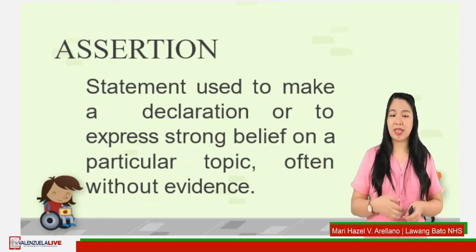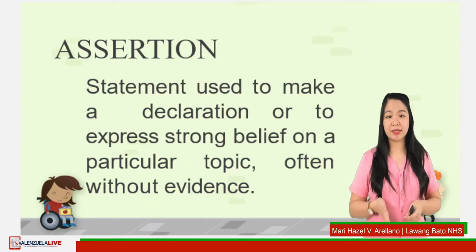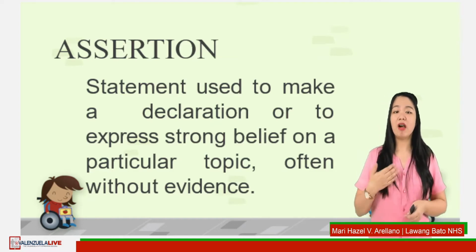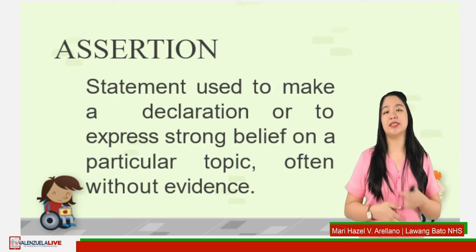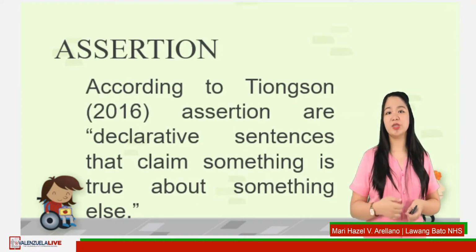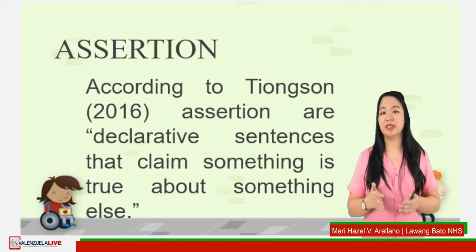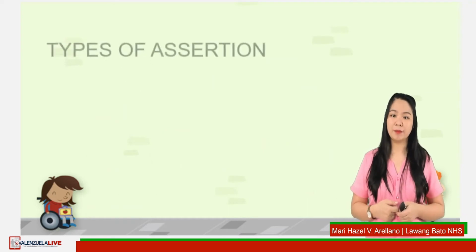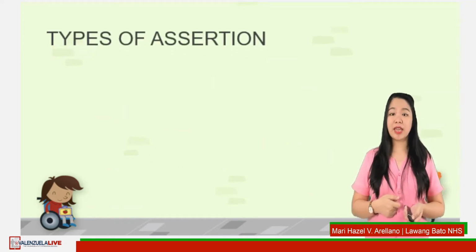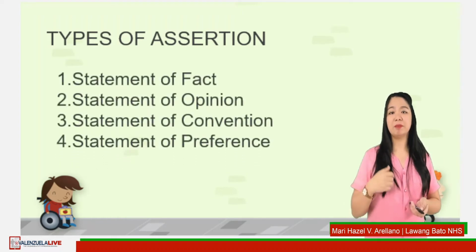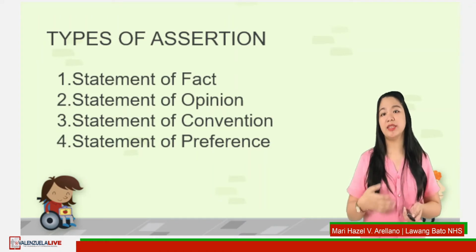We can do this by examining which ideas are facts or opinions, by making inferences or conclusions, and assessing the overall quality of the text. So according to Chongson 2016, assertion is a declarative sentence that claims something that is true about something or something else. There are four types of assertion: statement of facts, statement of opinion, statement of convention, and statement of preferences.